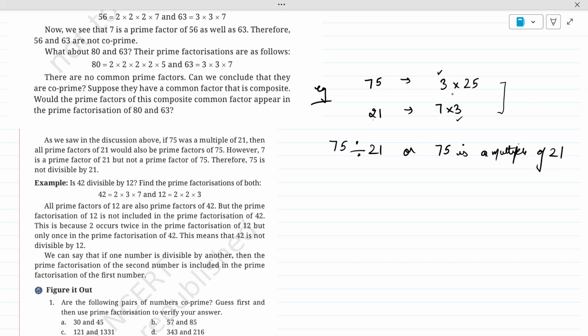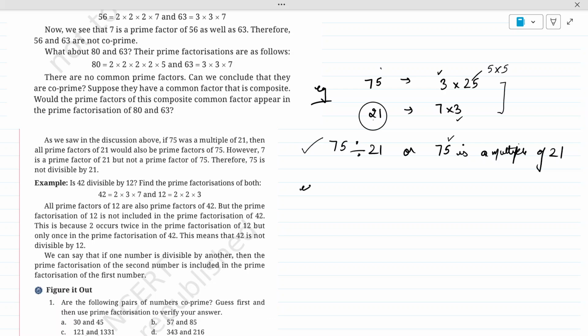So kids, if we see here, we do not have this one. I can also break this into 5 into 5. All the factors which are present in 75 are not present in 21. We do not have 5 here, and we do not have 7 here. If all the factors of 21 are present in 75, in that case it is fully divisible and it is a multiple of 21. Otherwise it is not.